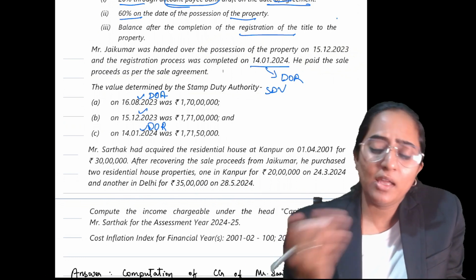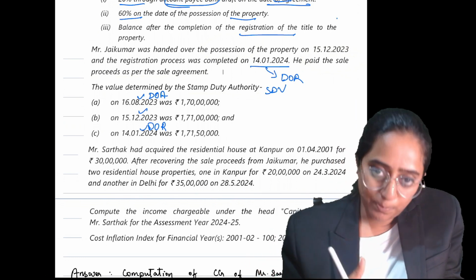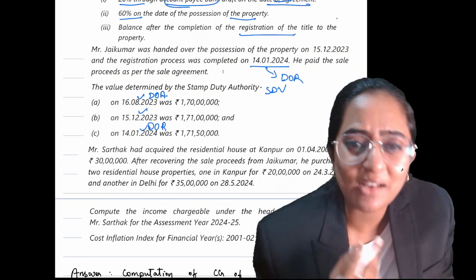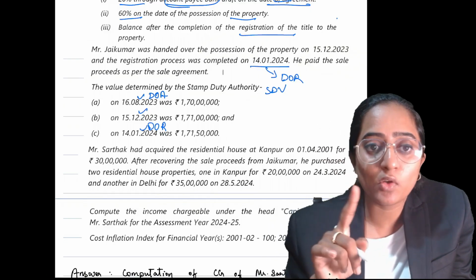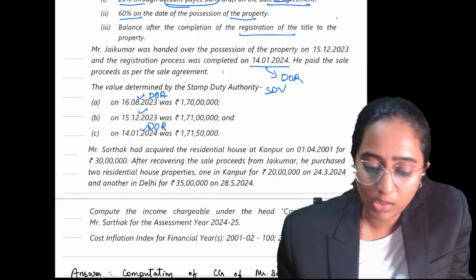This is the date when the possession was handed over. This becomes irrelevant for us. The relevant SDV over here is at the date of agreement and the date of registration.